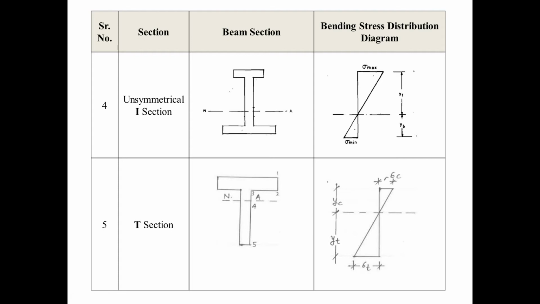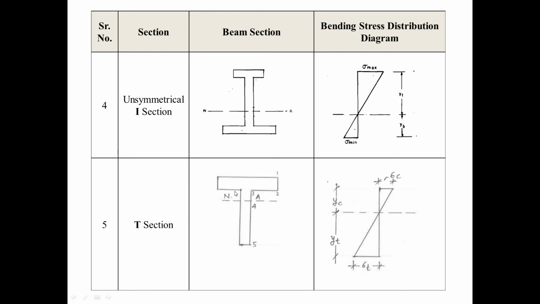Then for the unsymmetrical I section: this section is symmetric about the y axis, but unsymmetric about the x axis. For the x axis it is unsymmetric, for the y axis it is symmetric. Normally we consider the x axis, so whatever the moment of inertia I, it is normally related to Ixx. For the unsymmetrical I section, these are the bending stress distribution diagrams. Yt is shown, and actually it should be Yc.